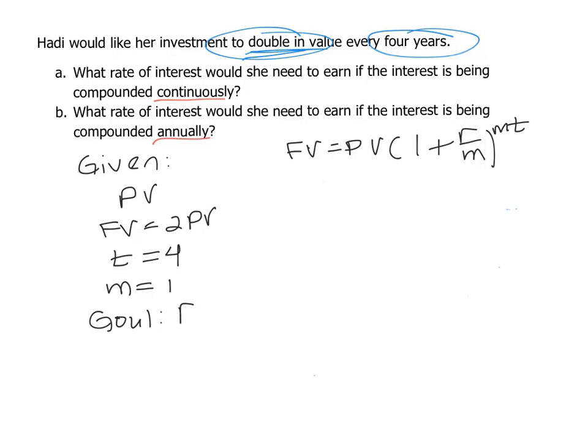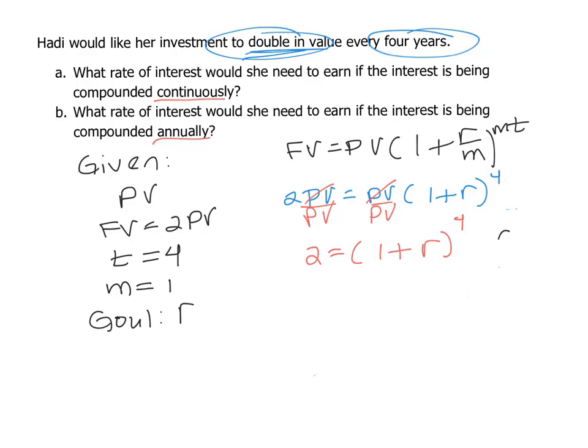If I plug in my known information, what I'm going to have is 2 present value equals present value times (1 plus r) to the 4. I can get rid of these present values by just dividing both sides by the present value. So I'm going to have 2 equals (1 plus r) to the 4. Remember, my goal is to find r.